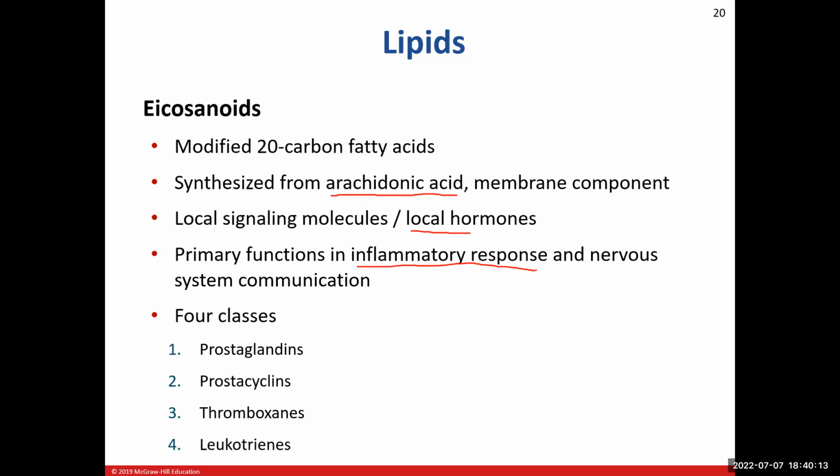I'm not really going to talk about their different properties here. But they also play a role in the way our nervous system is able to communicate with our tissues. So keep in mind, eicosanoids primarily in inflammation.